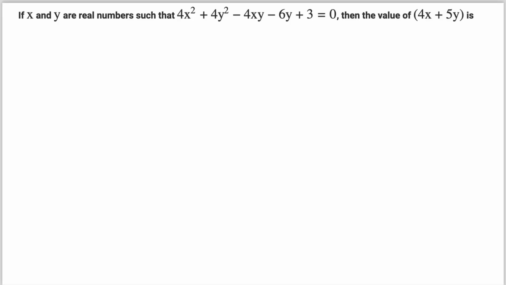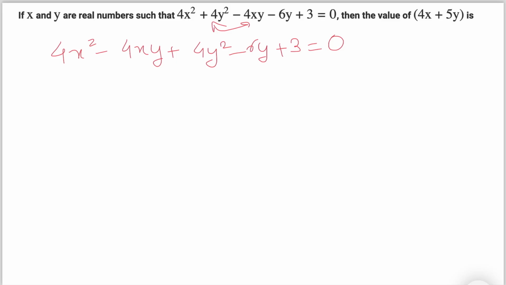We have been given 4x square plus 4y square minus 4xy minus 6y plus 3 is 0. Then the value of 4x plus 5y is. So in this, our first step is we slightly rewrite these two terms by changing their order. We write this as 4x square minus 4xy plus 4y square minus 6y plus 3 is equal to 0.